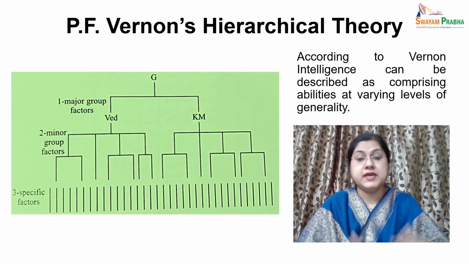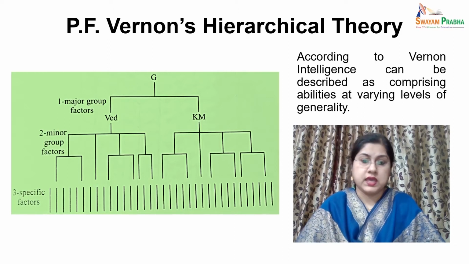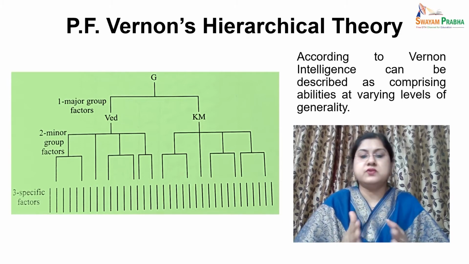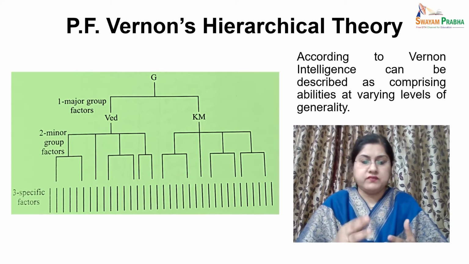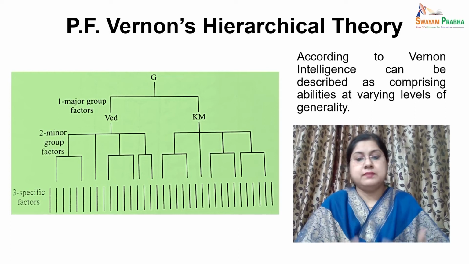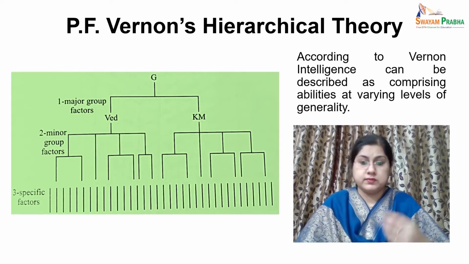Intelligence can be described as comprising abilities at varying levels of generality. The first one is the highest level, or small g, which is actually the general intelligence factor. This is the factor with the largest source of variance between individuals, and this was given by Spearman. The next level is the major group factors, such as verbal, numerical, and educational, which he denoted as VED, and practical, mechanical, spatial, physical, which he denoted as KM, all these abilities.